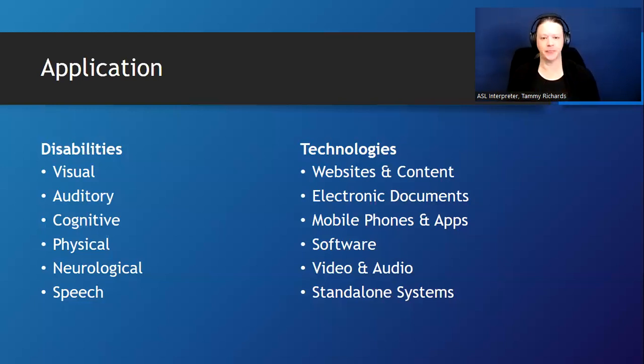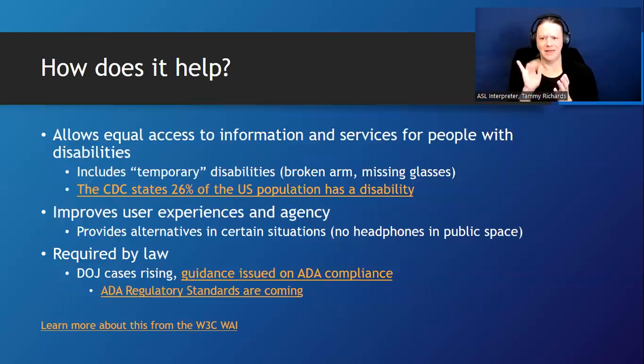So we have our definitions. We know kind of what they apply to and what we need to think about, but how does this help? What difference does this make? So the first thing, and arguably the most important reason, is it allows equal access to information services for people with disabilities. This also includes temporary disabilities, like an injury, you broke your arm, or even minor things like you're missing your glasses or you put them down in the other room and you're trying to do something that's time sensitive, like booking a flight in your account.